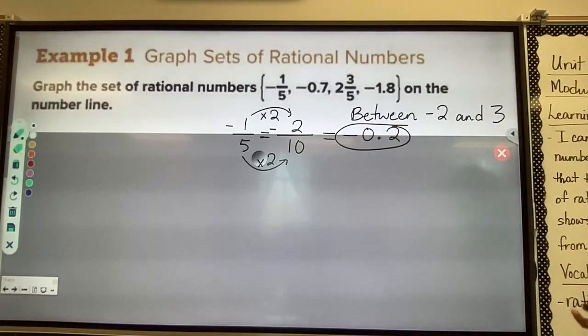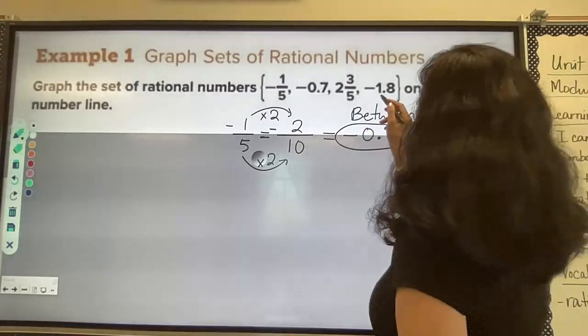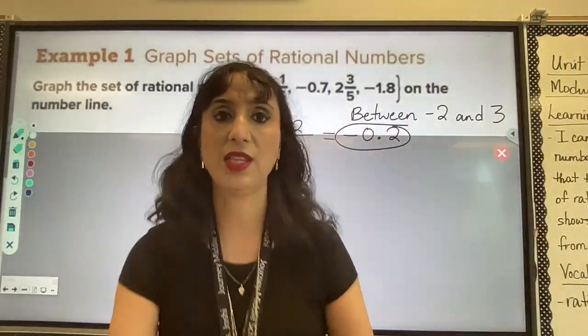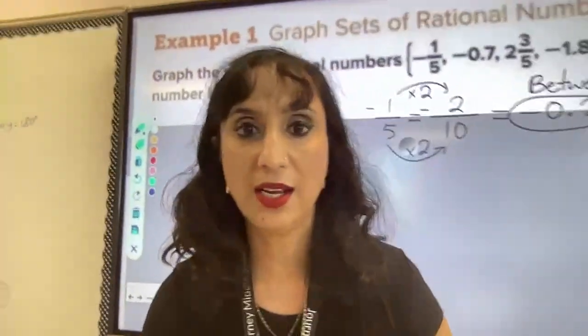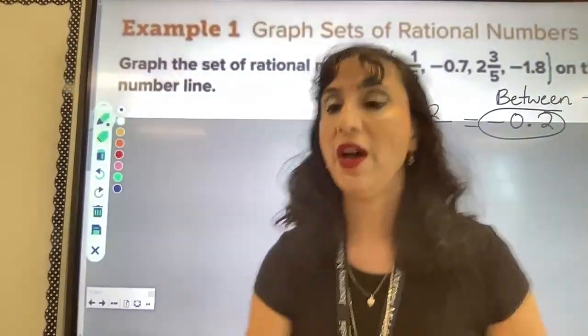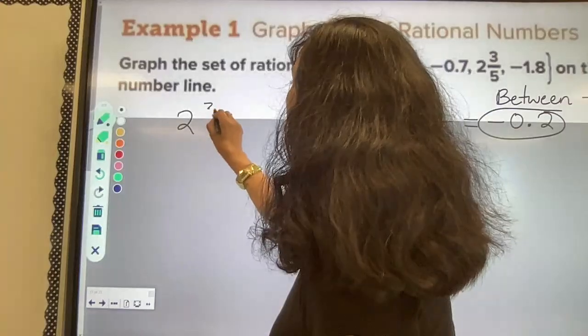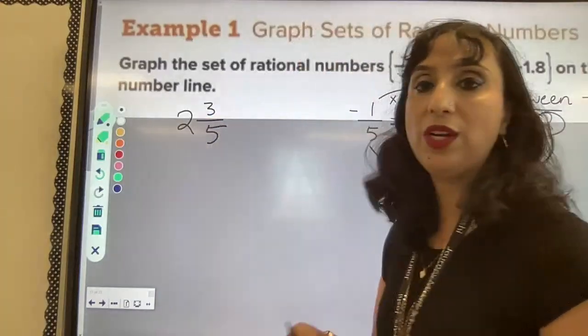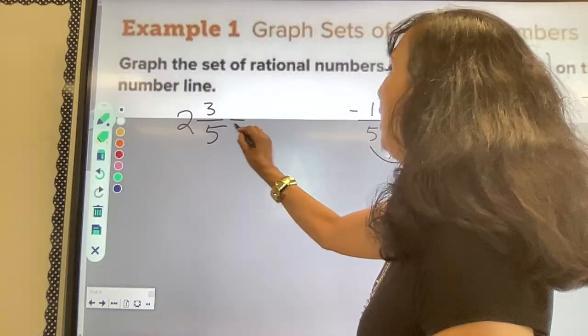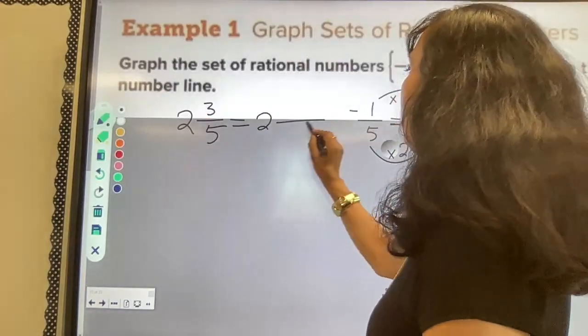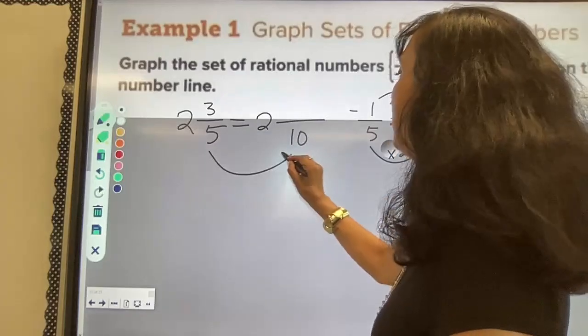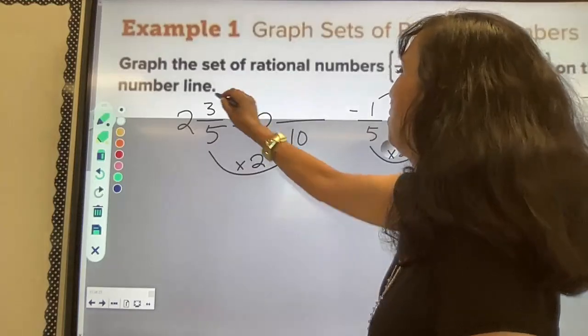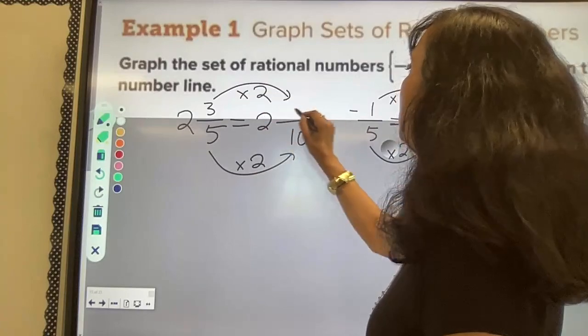Now, let's look at 2 and 3/5. I'm going to write that on this other side so that you can see. All right, so if I have 2 and 3/5, I am going to change this again. And so I have 2, and then I'm going to change the 5 to a 10. This is times 2, and this is times 2, and I get this.